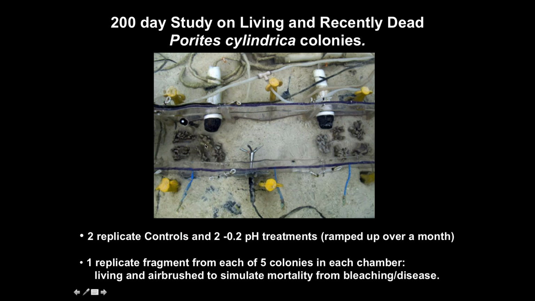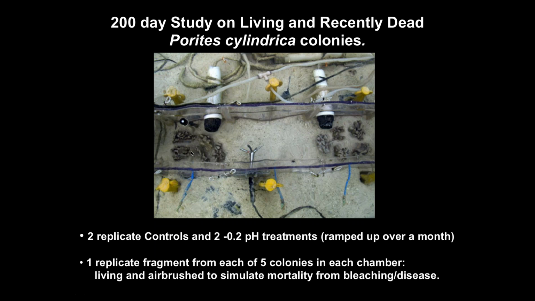And in each flume, we put 5 colonies of healthy Porites cylindrica, and then we also had 5 Porites cylindrica in which we had removed the coral tissue to represent corals that had recently died from coral bleaching or disease. I should mention that each of these 5 fragments were from a different mother colony to try to get the same genetic diversity within each of the flumes.